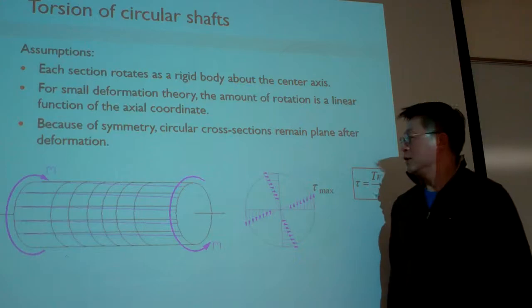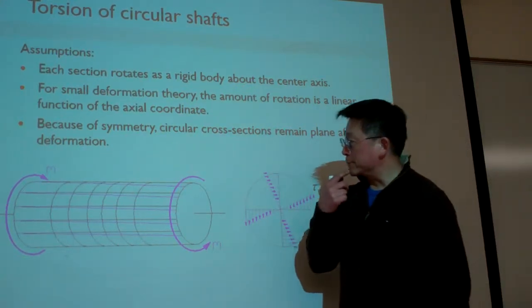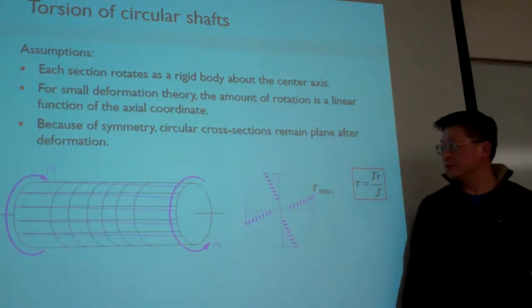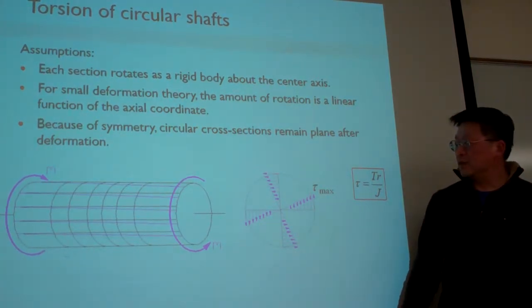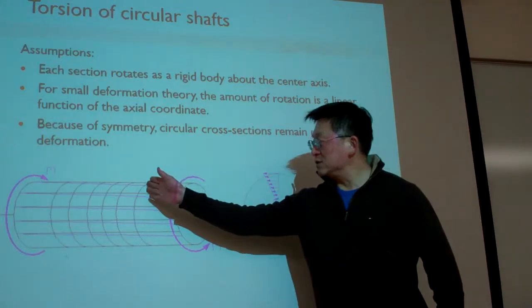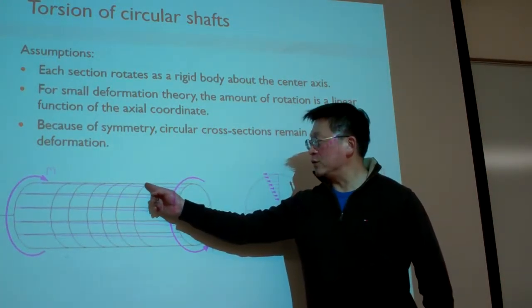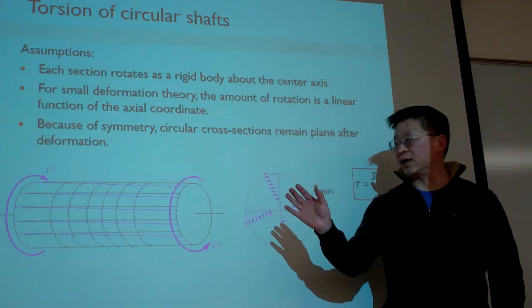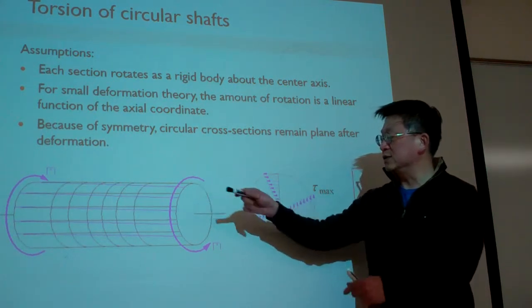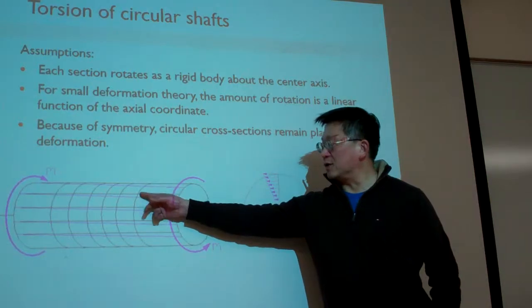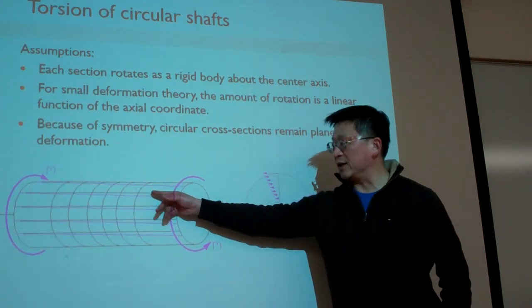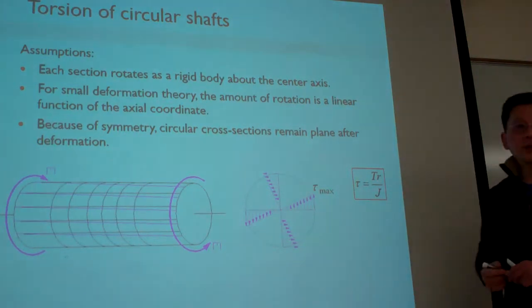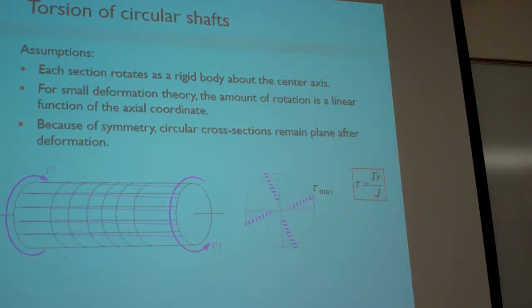What do I mean? If we consider this circular shaft, for example, and take a single cross section, then once it's twisted, the points on the cross section in the XY plane just undergo a rigid body rotation. Rigid body rotation means this.